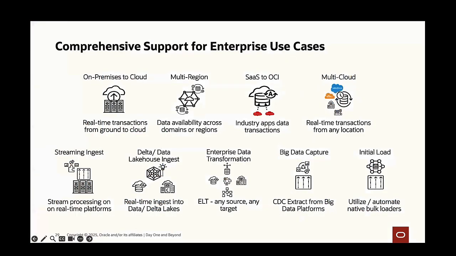And then we have a few comprehensive use cases for GoldenGate. So these are the most common ones, like having real-time transactions from on-premise to cloud. You can also have multi-region, which gives you data visibility across your different availability domains or regions. You have SaaS to OCI, so replication for your industry applications, or maybe you want to repeat data transactions. And then we also have multi-cloud up there, so having real-time transactions from any location from different cloud providers.